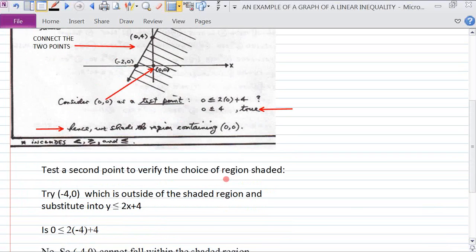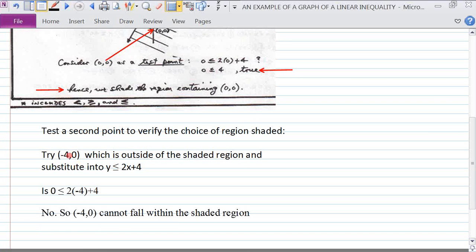Now, just to check the choice of the shaded region, supposing I wanted to try a point that I know lies on this side of the line, right here. I know, for example, minus 4 comma 0, which is over here, roughly speaking, lies on this side of the line and shouldn't work. It shouldn't fit the inequality because 0, 0 worked, and that's on this side of the line. So I want to try a point that's on the other side of the line. Let's just check it.